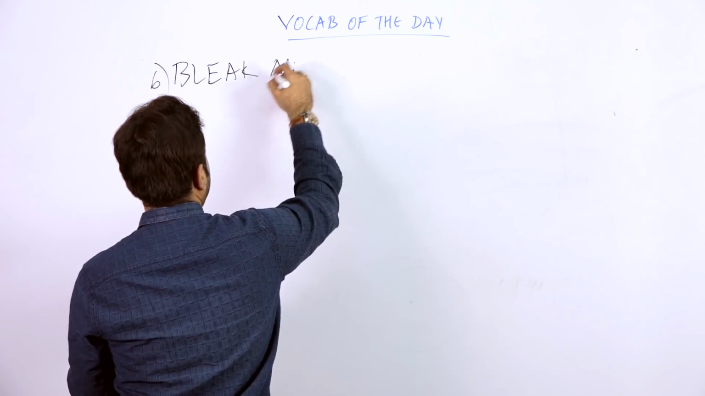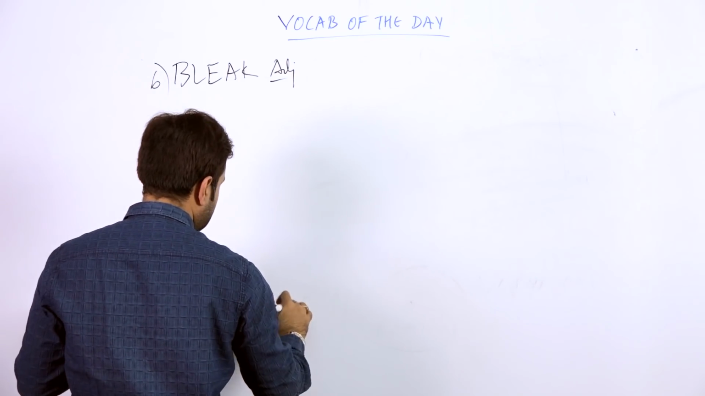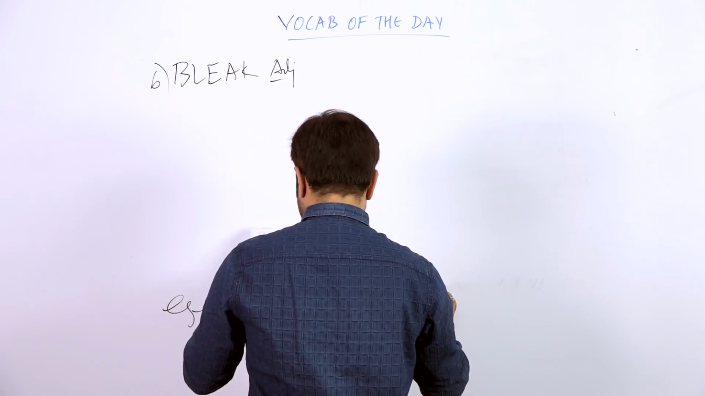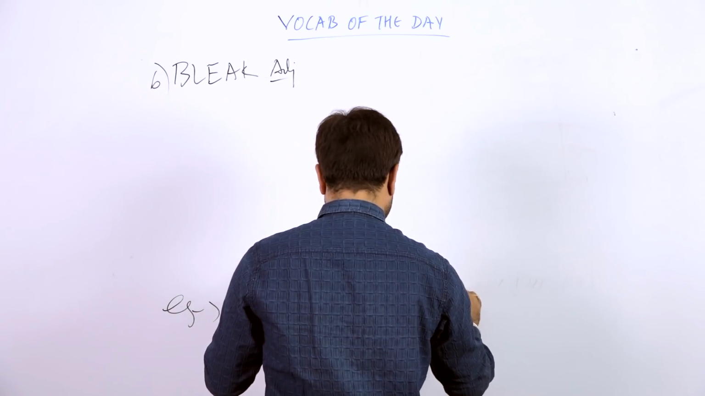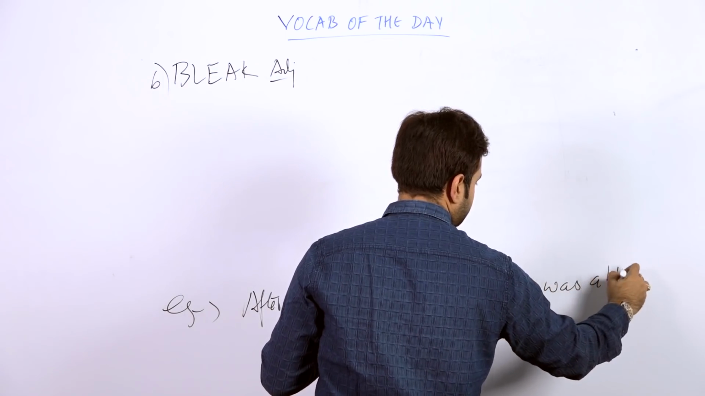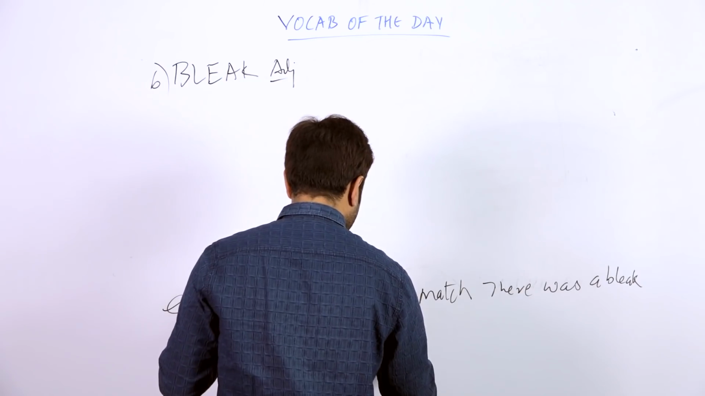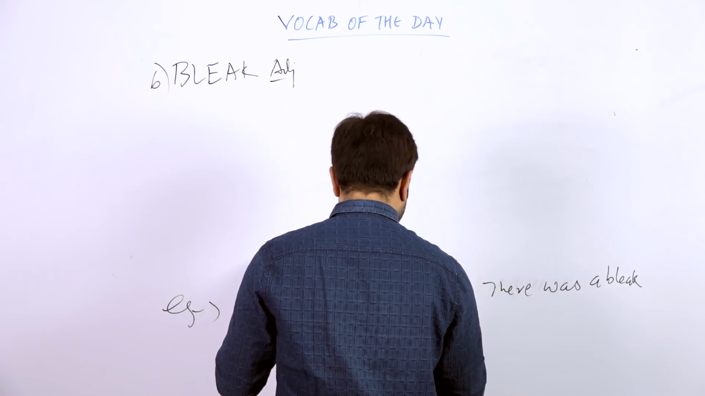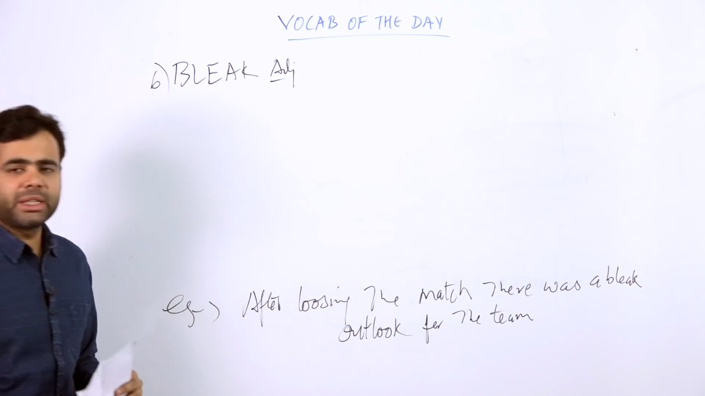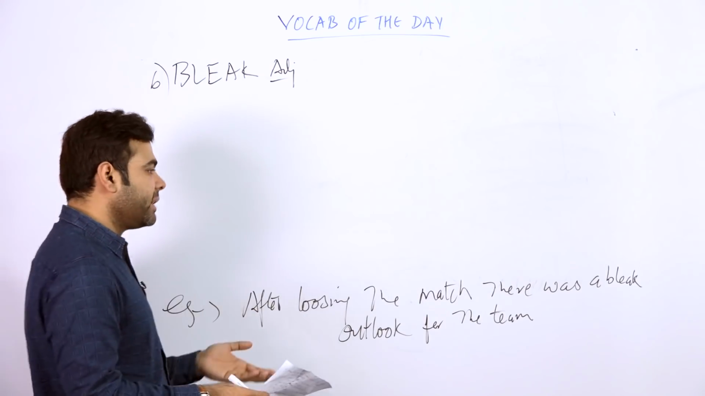This is an adjective. Example is, after losing the match, there was a bleak outlook for the team. If a team has lost something and there is a kind of outlook which is bleak, obviously it won't be in a positive sense.